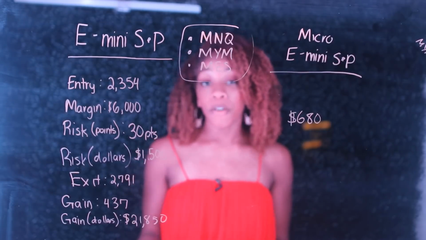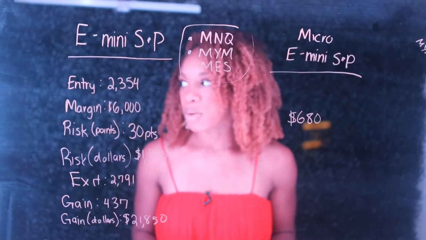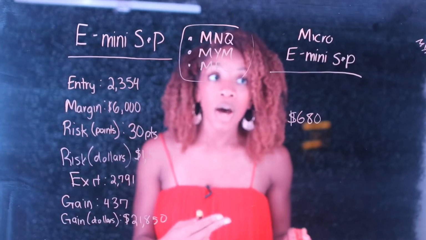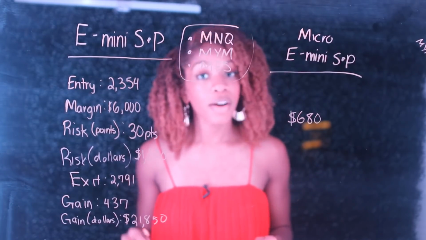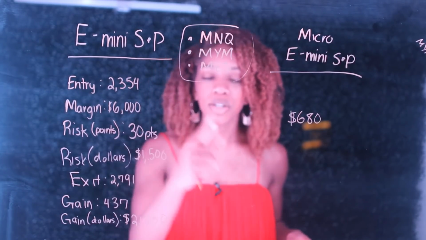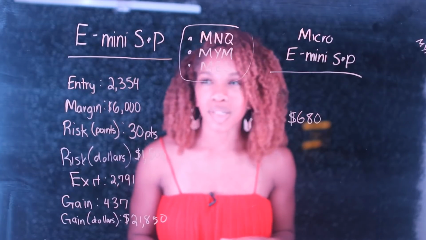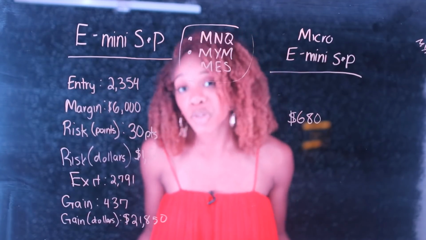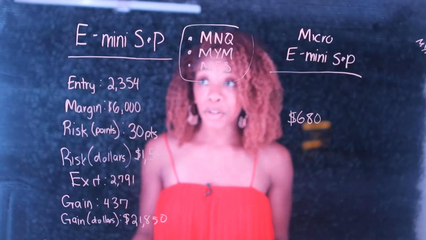So far, the volume hasn't been looking bad. This happened about 2 weeks ago now that they launched the micros. So far, I think the open interest for the S&P that I saw was like 157,000. So that's not too bad, especially when we're talking about the volume.